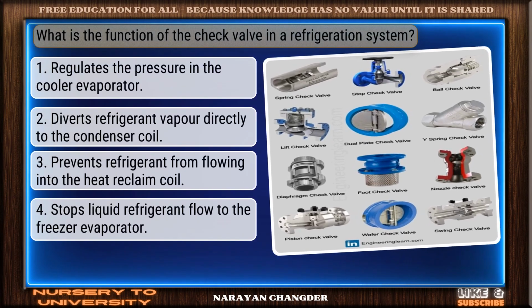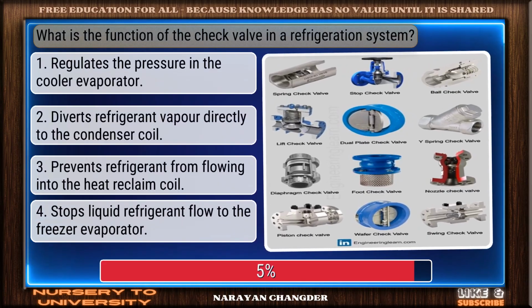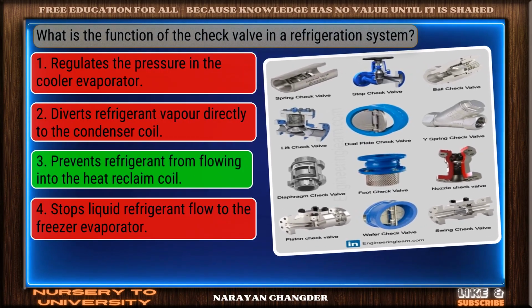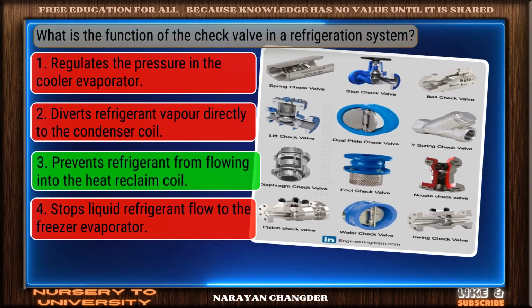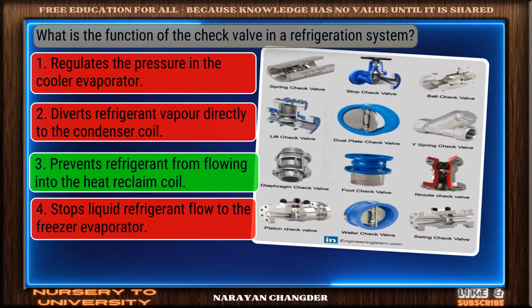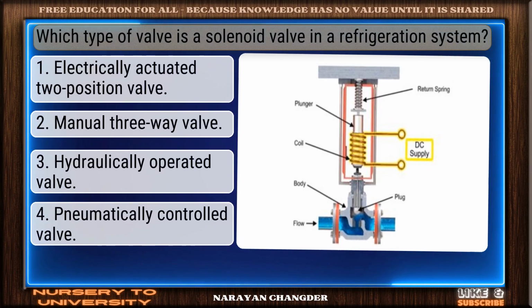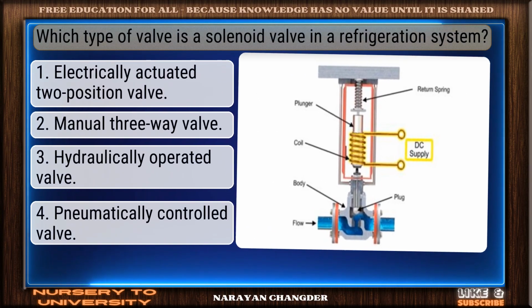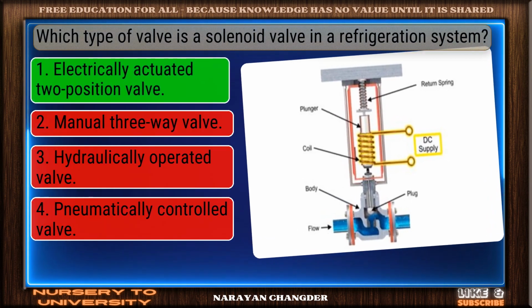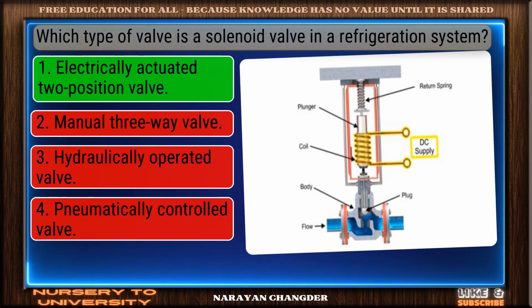What is the function of the check valve in a refrigeration system? You're right. Prevents refrigerant from flowing into the heat reclaim coil is the correct answer. Which type of valve is a solenoid valve in a refrigeration system? Well reasoned. Electrically actuated two-position valve is the correct choice.